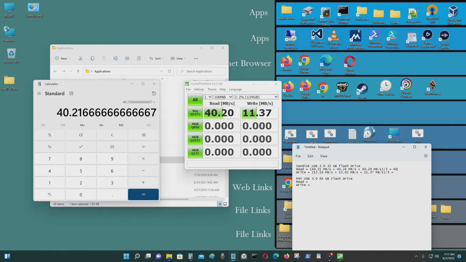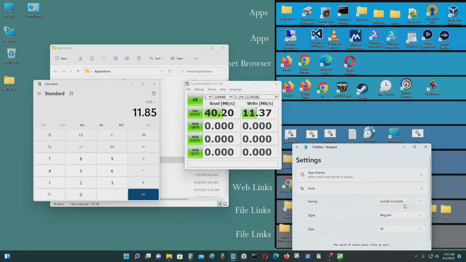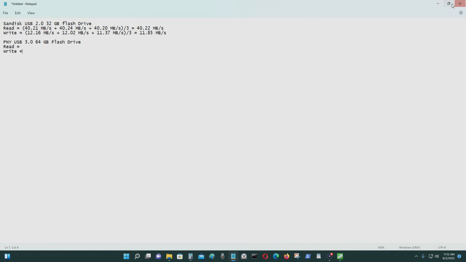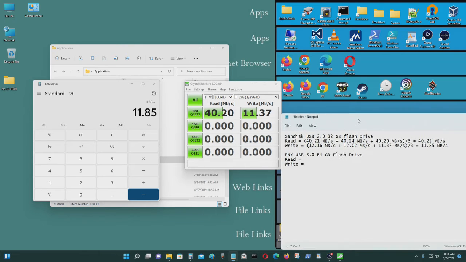Got about 40.22 megabytes per second for read speed. For write, I got 11.85 megabytes per second. Guess I could make the font a little bit bigger so you can see it better. Okay.